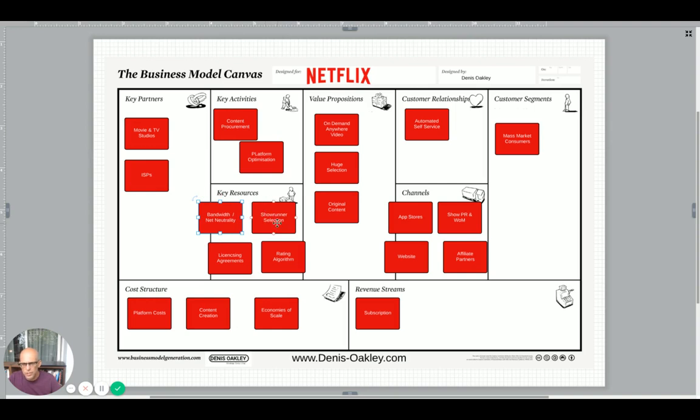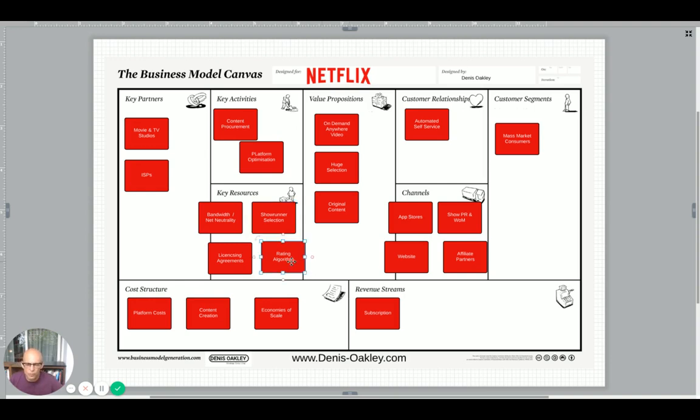The key resources, the showrunner selection to get the original content. So Shonda Rhimes producing some absolutely amazing shows that get the eyeballs, who come in for the original content and then stay around for the huge selection, delivering the revenue stream month after month.